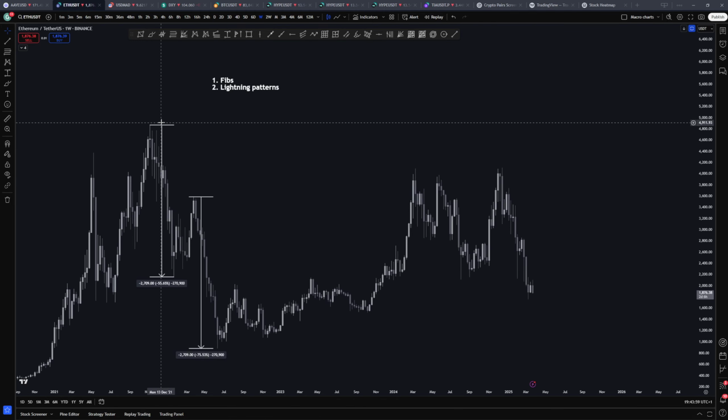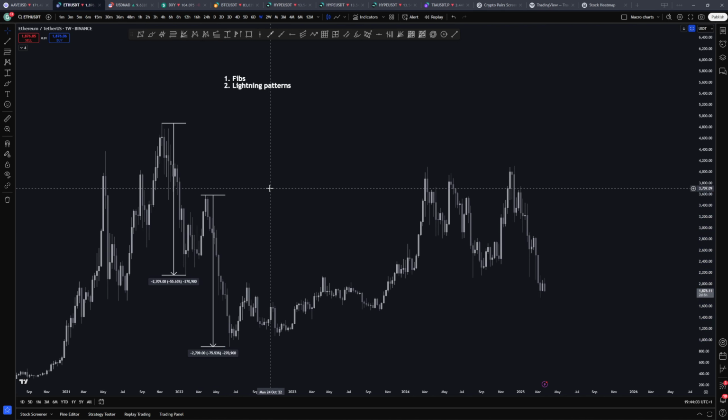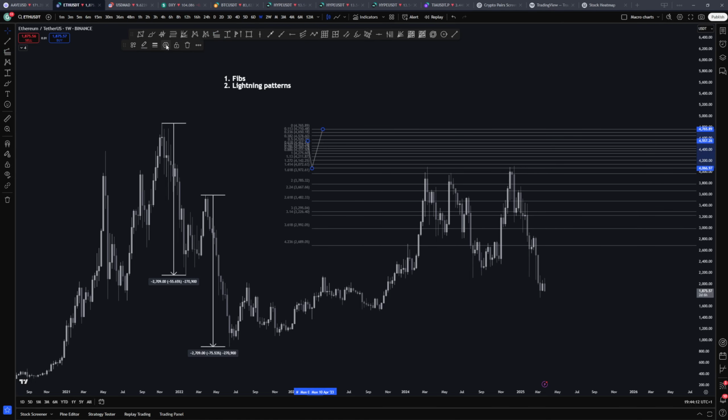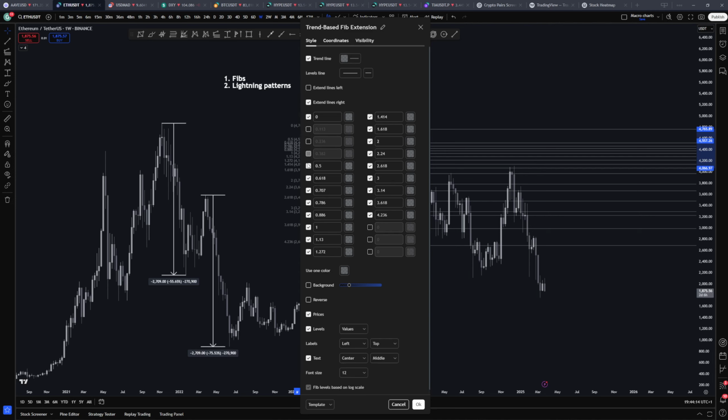So this looks very bootleg. It is not that precise, etc. The way we actually use this to be more precise is with trend-based fib extensions, with this tool. Now, what I'm going to do first is I'm going to draw it, and I'm going to quickly disable everything except for the 0 and the 1.